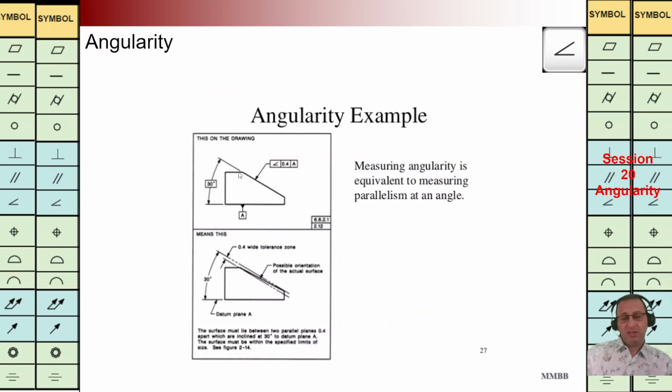Here I'm going to present this last example. We are going to control the orientation of this plane. We have a basic dimension and the TZ is 0.4 back to A. It means we are going to have two parallel surfaces with a distance of 0.4, and the angle of them is 30 degrees. Here, somehow, we are going to measure the parallelism at an angle. I like this sentence. That's why I am going to present this example here as the last example.